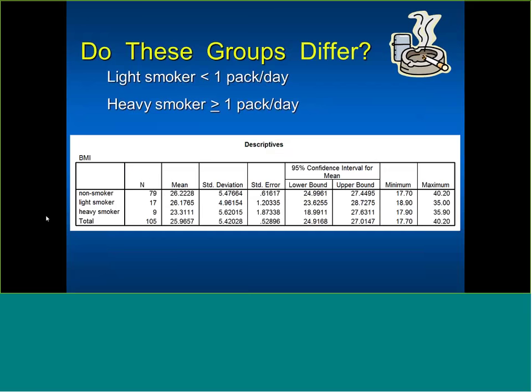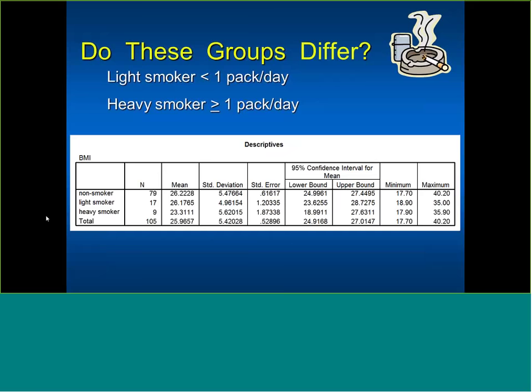What about if I have 3 groups of people? So let's say I take my smokers, well, actually all my people, and I put them into 3 categories. So I have 79 non-smokers, and then I take those same 26 smokers, and I'm going to call them light smokers and heavy smokers based on their cigarette consumption.